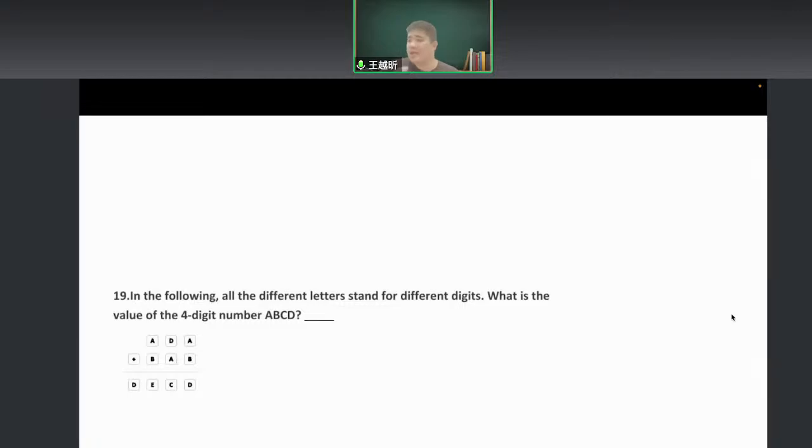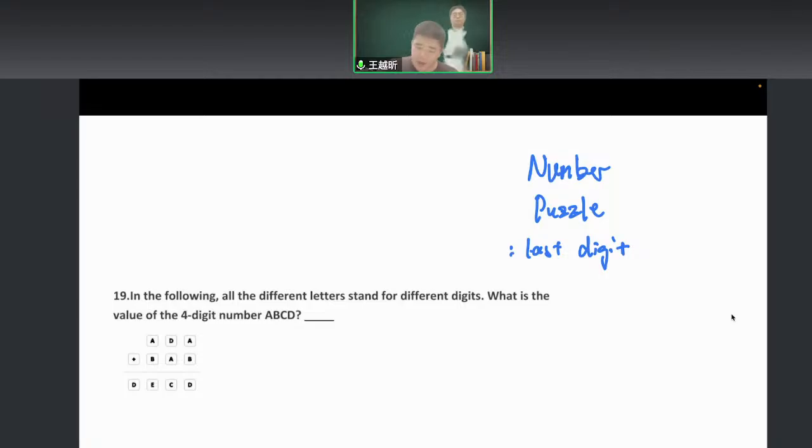Next question is the number puzzle. So for number puzzles, there are some useful methods. The first method you can use is to look at the last digit, because at the last digit we have no carryover. So that's why we think about the last digit.